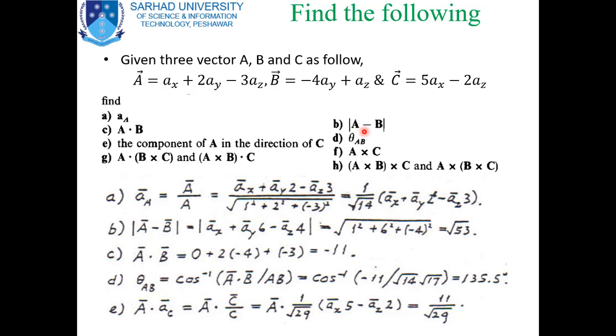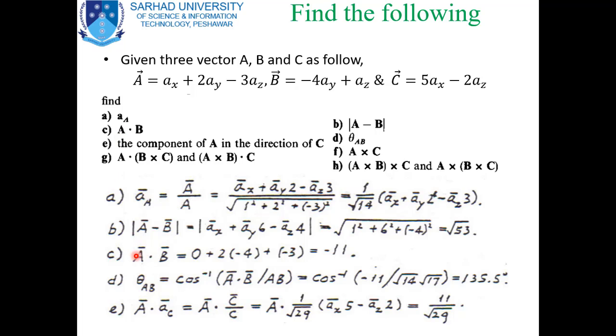In the second part, we first have to develop a minus b, that is, the elements of b should be subtracted from the elements of vector a, and then we will find the magnitude of this vector. So this is a minus b, and to find the magnitude we will take the square of the coefficients of this vector. So the coefficients are 1, 6, and minus 4, so 1 square plus 6 square plus minus 4 whole square, and we will get under the root 53.